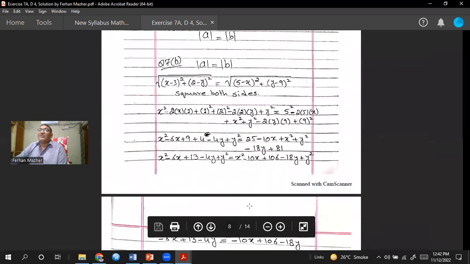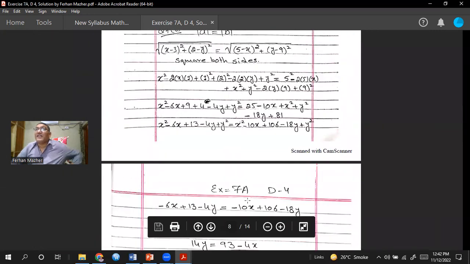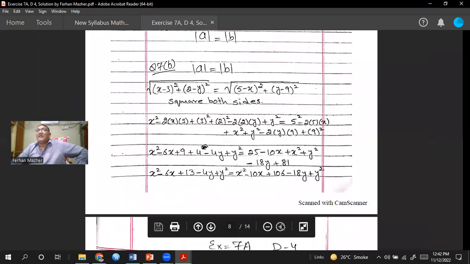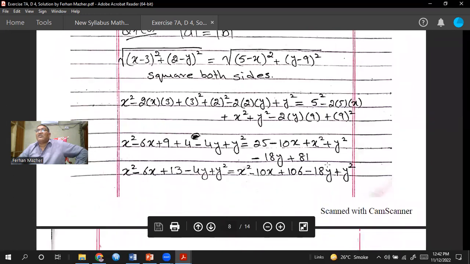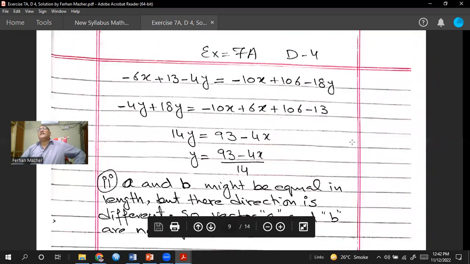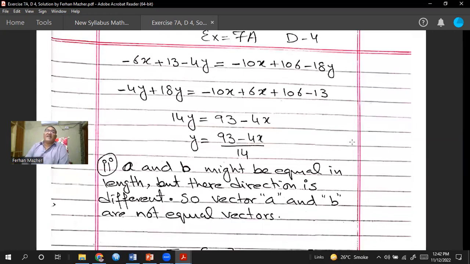So let me show you the whole thing. So this is the start of that part, and then we have this part. So we got the y value in terms of x.